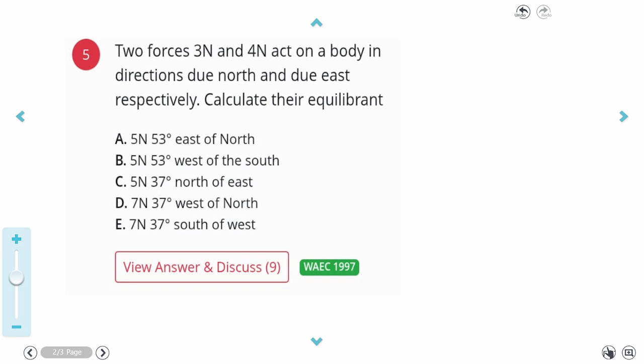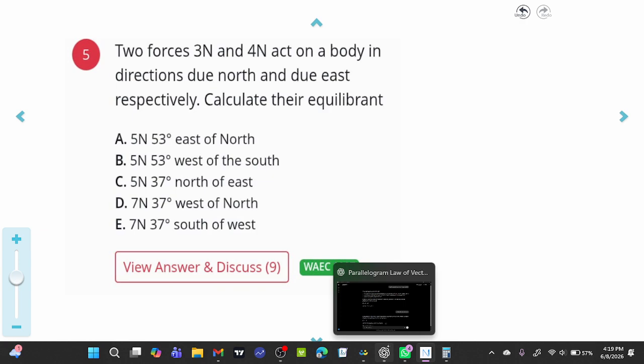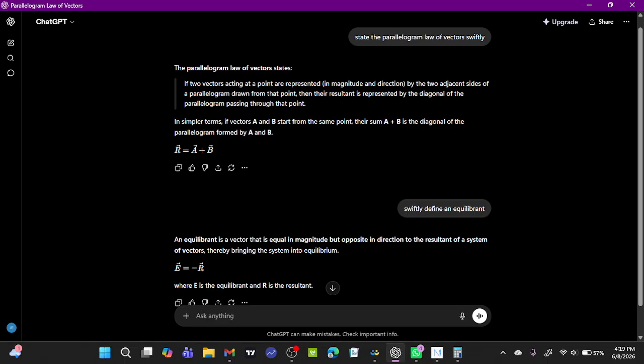So firstly, the method I would like us to use to solve this problem is the parallelogram laws of vectors. This is not exactly a parallelogram problem, but the laws or the principles of parallelogram can be used to solve the problem. So firstly, let's acquaint ourselves with the laws of parallelogram. The parallelogram law of vectors states that if two vectors acting at a point are represented in magnitude and direction by the two adjacent sides of a parallelogram drawn from that point, then their resultant is represented by the diagonal of the parallelogram passing through that point.